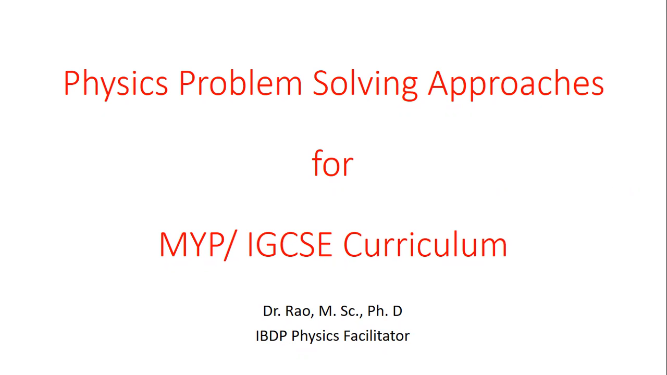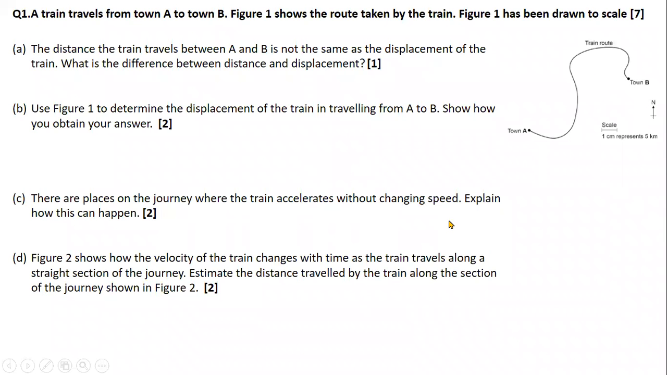Now let us begin with this. The first problem, now we are going to start from chapter 1. A train travels from town A to town B, as shown here. Figure 1 has been drawn to scale. This is a 7-mark question. The distance that the train travels between A and B is not the same as the displacement of the train. What is the difference between distance and displacement? What is your answer?